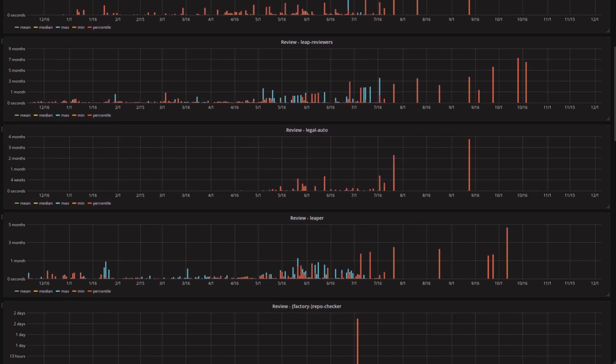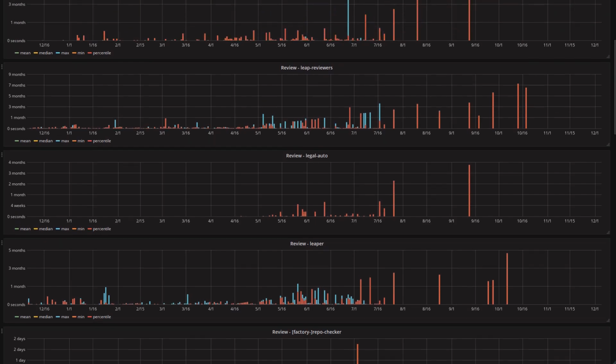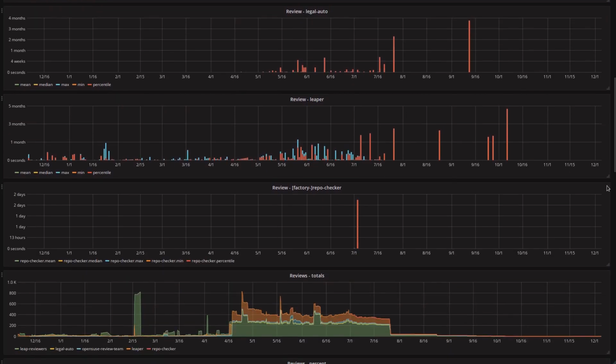Similarly with legal reviews, again, there are some really big spikes. Some things I'd like to figure out is whether there's a better way to display some of this data, because you can see these spikes scale the graph such that it's a little bit hard to see the majority of the data.